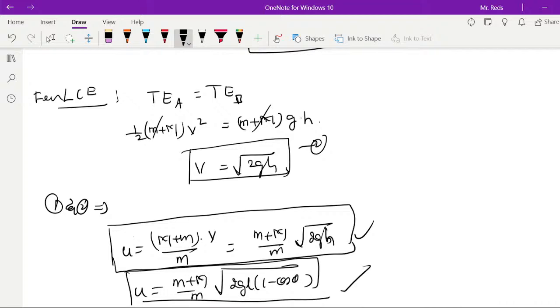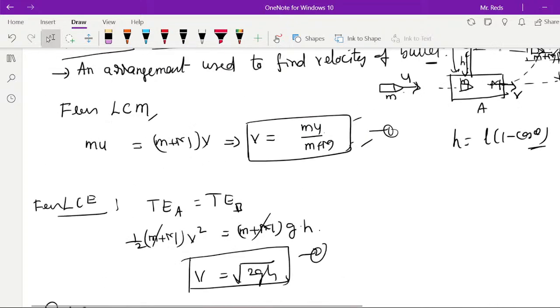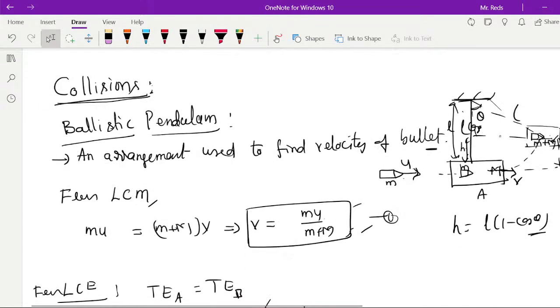This is called the ballistic pendulum, and it is one of the uses of this. Using the concept of collisions you can use this.